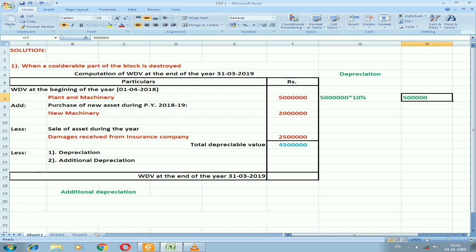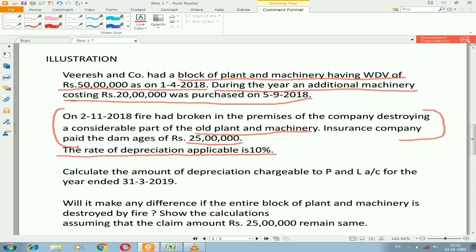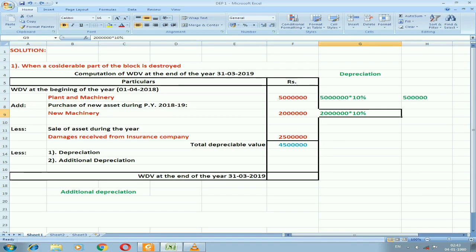Next, I need to calculate depreciation for new machinery, that is 20 lakh. While finding this out, remember the date. You need to check whether it is less than 180 days or more than 180 days, which is used in the previous year. So the date of starting to use that machinery is 5/9/2018, and from that date to 31/3/2019 you need to remember it is more than 180 days. So I'll get an amount of 2 lakh, which is at 10%.